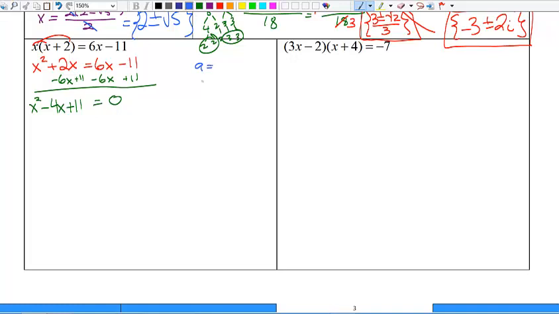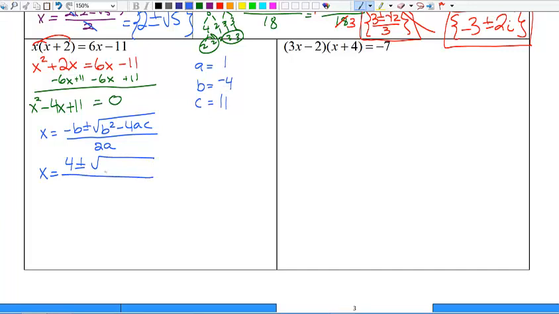Then I can determine what my a, my b, and my c are once it's in standard form. So a is equal to 1, b is equal to negative 4, and c is equal to 11. So x equals negative b plus or minus the square root. Writing out my formula again to remind myself what the formula is. X equals negative b. Well, my b is already negative 4, so the opposite of negative 4 is positive 4.